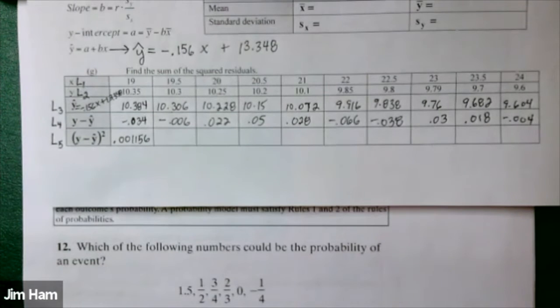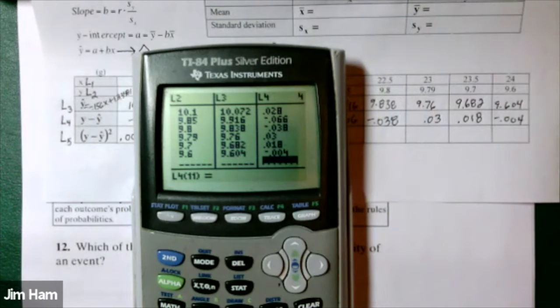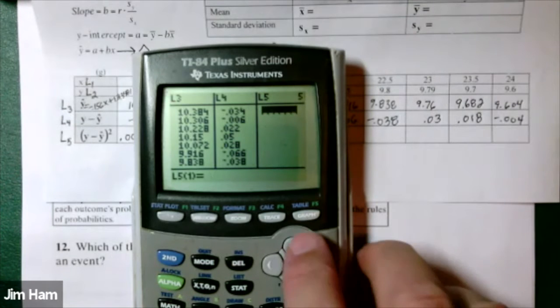Okay, the last thing now is, we don't want the sum of the residuals to always be 0, which they will be. So what we do is we square all of those residuals to create all these positive numbers. And so we're going to go over to one more list, L5.